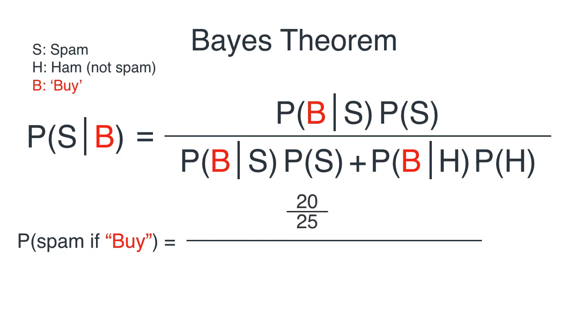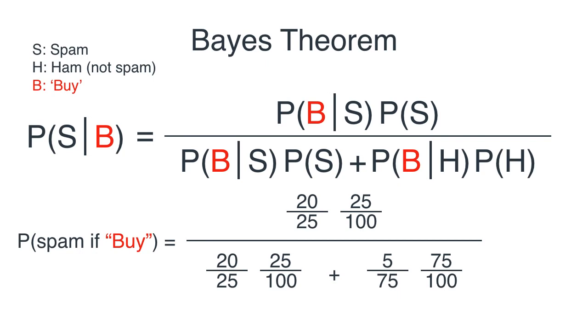And then probability of S is the probability that an email is spam regardless of any words that it contains. So that's 25 over 100, because if you remember, there were 25 spam emails out of 100 total. So in the bottom goes everything, the total. That's the same thing, 20 over 25 times 25 over 100, plus the ham ones. What's the probability of the word buy appearing if the email is ham? That's 5 out of 75, because out of 75 ham emails, 5 of them had the word buy. And the probability of an email being ham is 75 over 100. So if you do that whole formula, you get 80%.